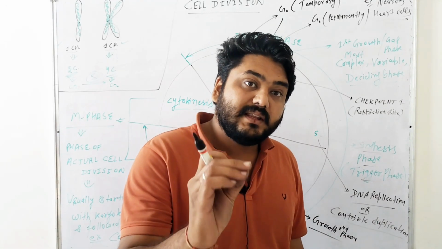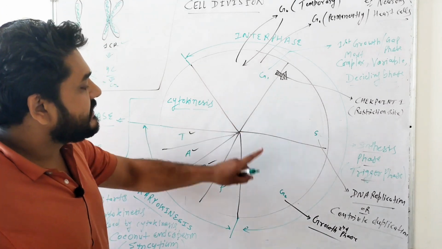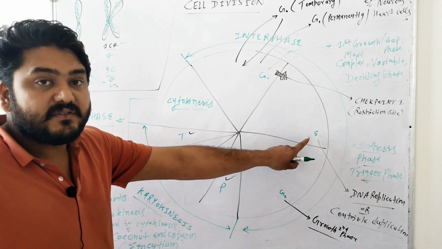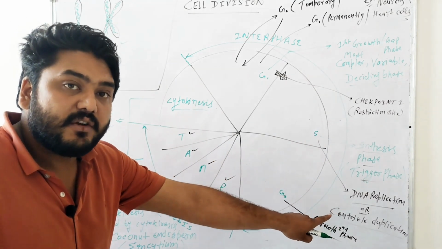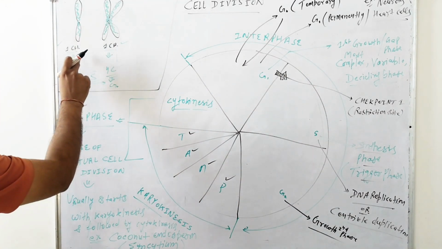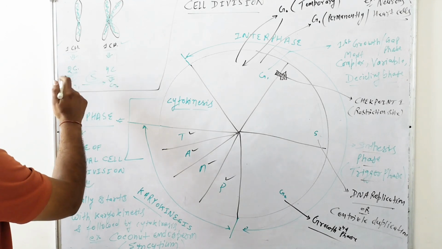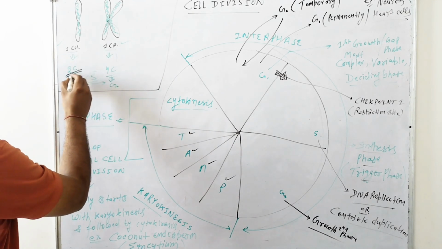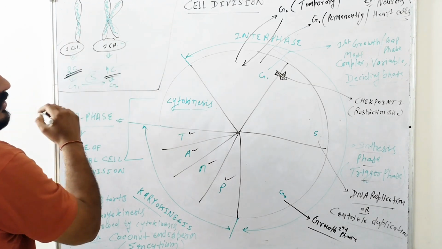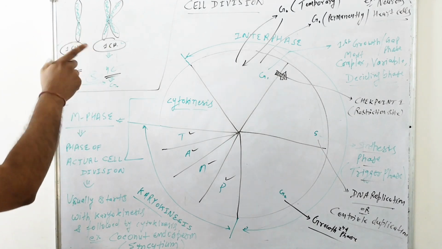You have understood one thing clearly here: in the S phase, between G1 and G2, DNA replication and centriole duplication happened. Due to DNA replication, the DNA amount has been doubled, but the chromosome number is still the same. Why is the chromosome number the same? You understood this concept very well.